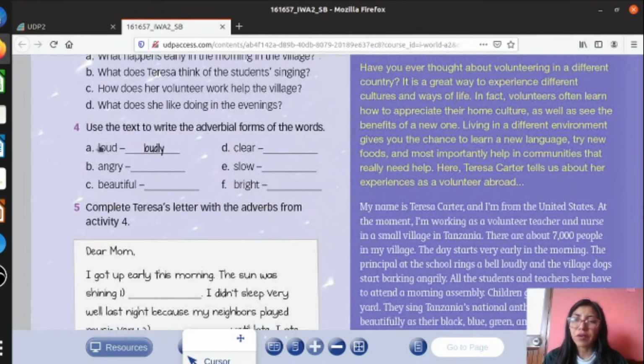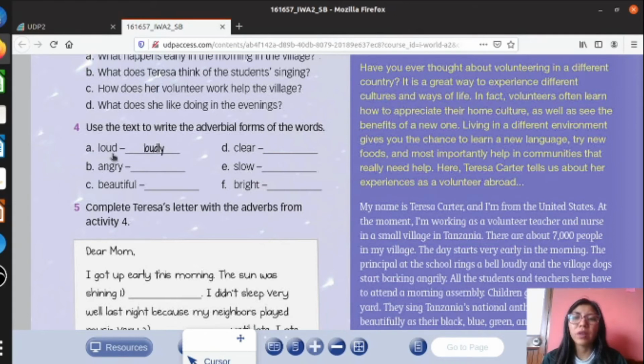The exercise number 4. Use the text to write the adverbial forms of the words, okay? Here we have some words, okay? We are going to change these words into adverbs, okay? Vamos a cambiar estas palabras a adverbios. And how do you have to do it? ¿Cómo lo vamos a hacer? We have to add L and Y. Solo tenemos que añadir L y Y in order to form them.